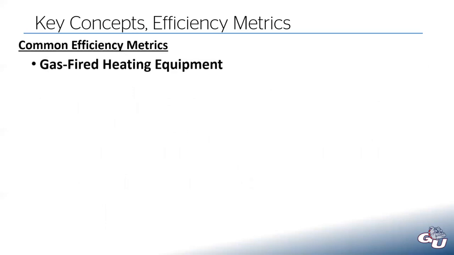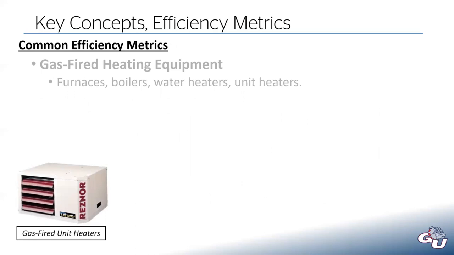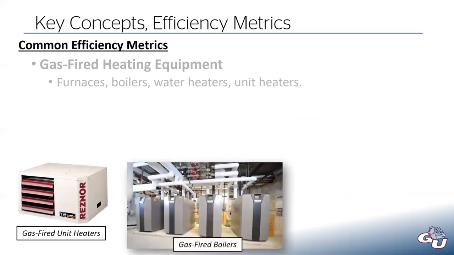So to try and sum this up a little bit. So gas-fired heating equipment. So this would be furnaces, boilers, water heaters, and unit heaters. So you could have gas-fired unit heaters. This would be something you'd typically see in a shop that maybe they don't need cooling, or in a barn, or some type of space like that, or more of an industrial setting. You could have gas-fired boilers, which, running through this white pipe here in this picture, this is all hot water, or it could be producing steam.